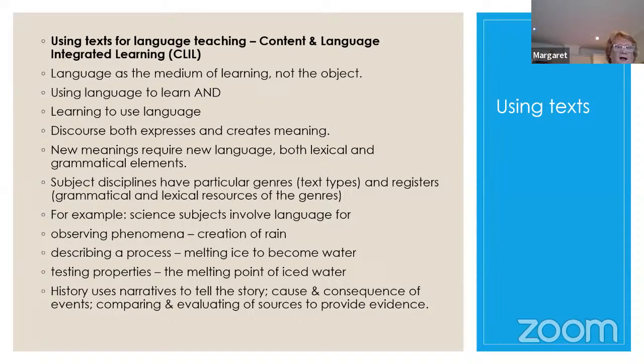History is considered one of the more difficult subject areas to teach through English as a foreign or second language. It has a lot of vocabulary, so you've got to have a lot of vocabulary knowledge. But the good thing about history is that it uses narratives to tell a story. And it's a good way of teaching cause and consequence, verbs and logical markers. History also requires students to compare and evaluate the sources of the historical event and provide evidence.